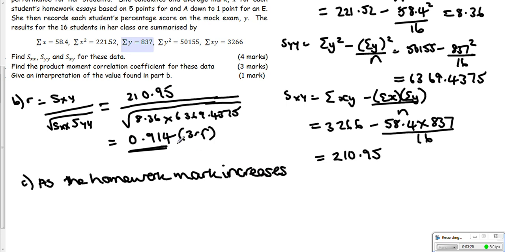Well, there's a really strong correlation here. So as the homework mark increases, the test mark increases. You could say there's a strong positive correlation as well, but the word interpretation actually wants you to emphasize the context. So you've got to look at what the two variables actually mean.